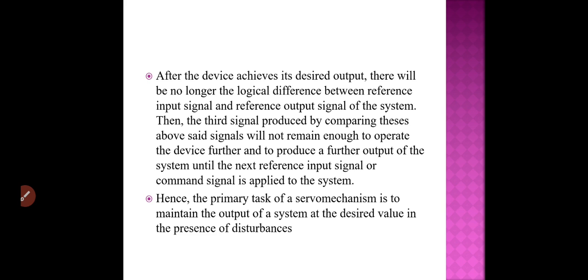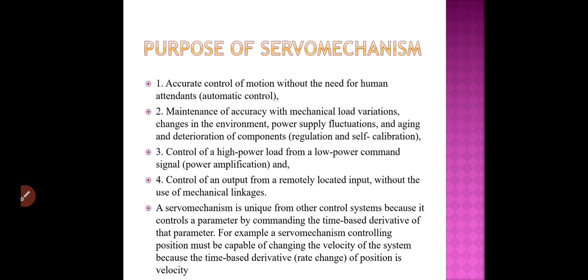Hence, the primary task of a servo mechanism is to maintain the output of a system at the desired value in the presence of a disturbance. What we have learned is that the primary task of the servo system is to obtain the desired output in the presence of disturbance. Then we will discuss what the purposes of a servo mechanism are.